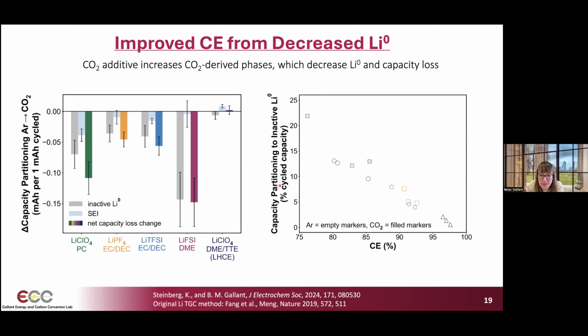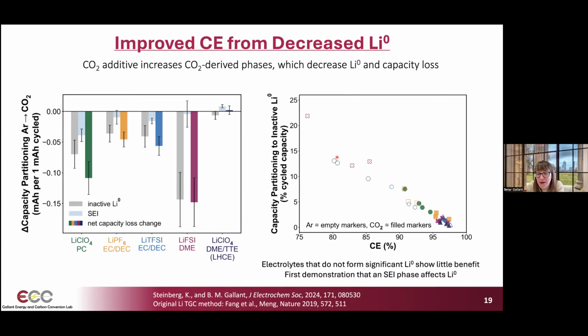And so this graph attempts to bring it all together. It first plots the relationship, in the absence of CO2, between the capacity loss partitioning to inactive lithium and the Coulombic efficiency. And you see a nice negative trend as shown here. Again, this is consistent with the observation originally reported by Shirley Meng's group. And so what happens when we add CO2? We actually shift down and to the right.